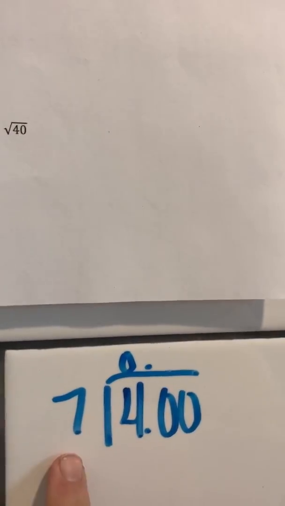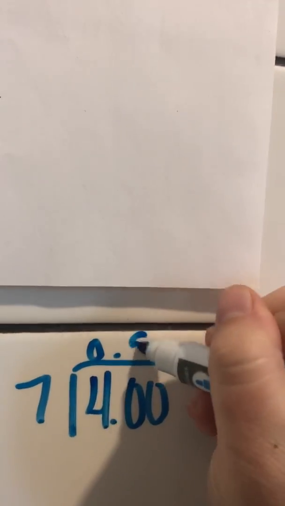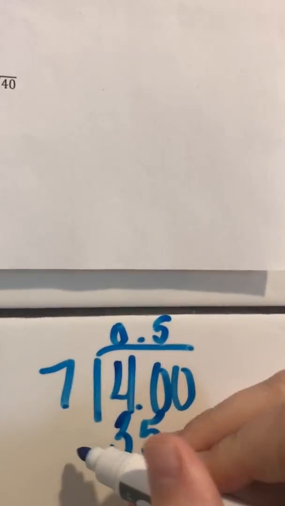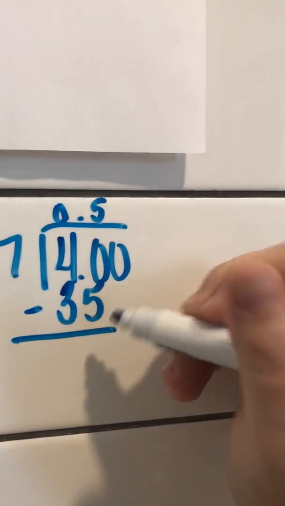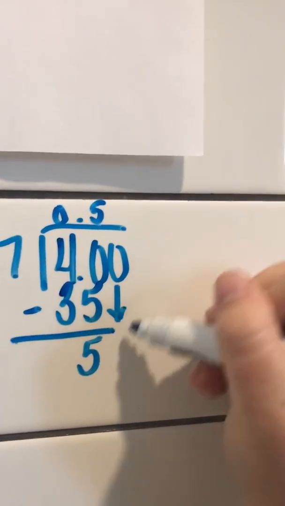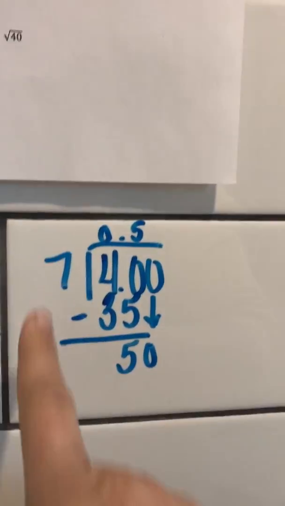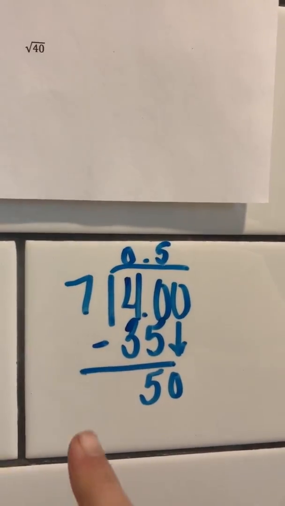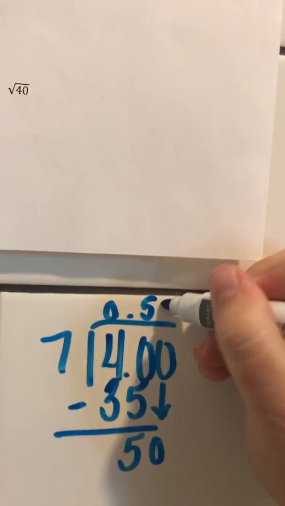How many times does 7 fit into 40? Well, 40 divided by 7, I know 7 fits into 35 5 times, so I'm going to put a 5 up here. 7 times 5 is 35, and you subtract. I have 5 left over, and I'm going to bring my 0 down. 7 fits into 50. Well, I know 7 fits into 49 7 times, so I'll put the 7 up here.